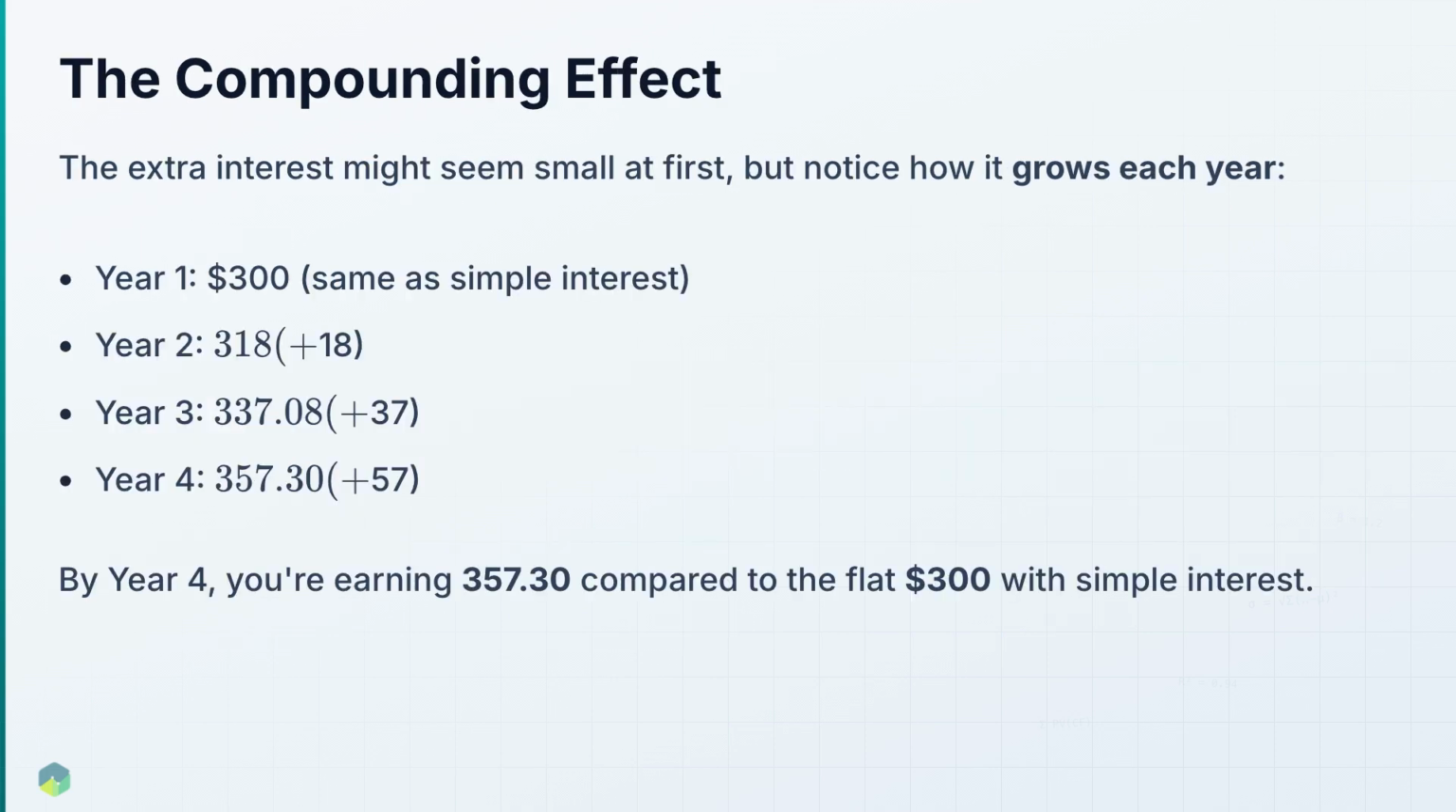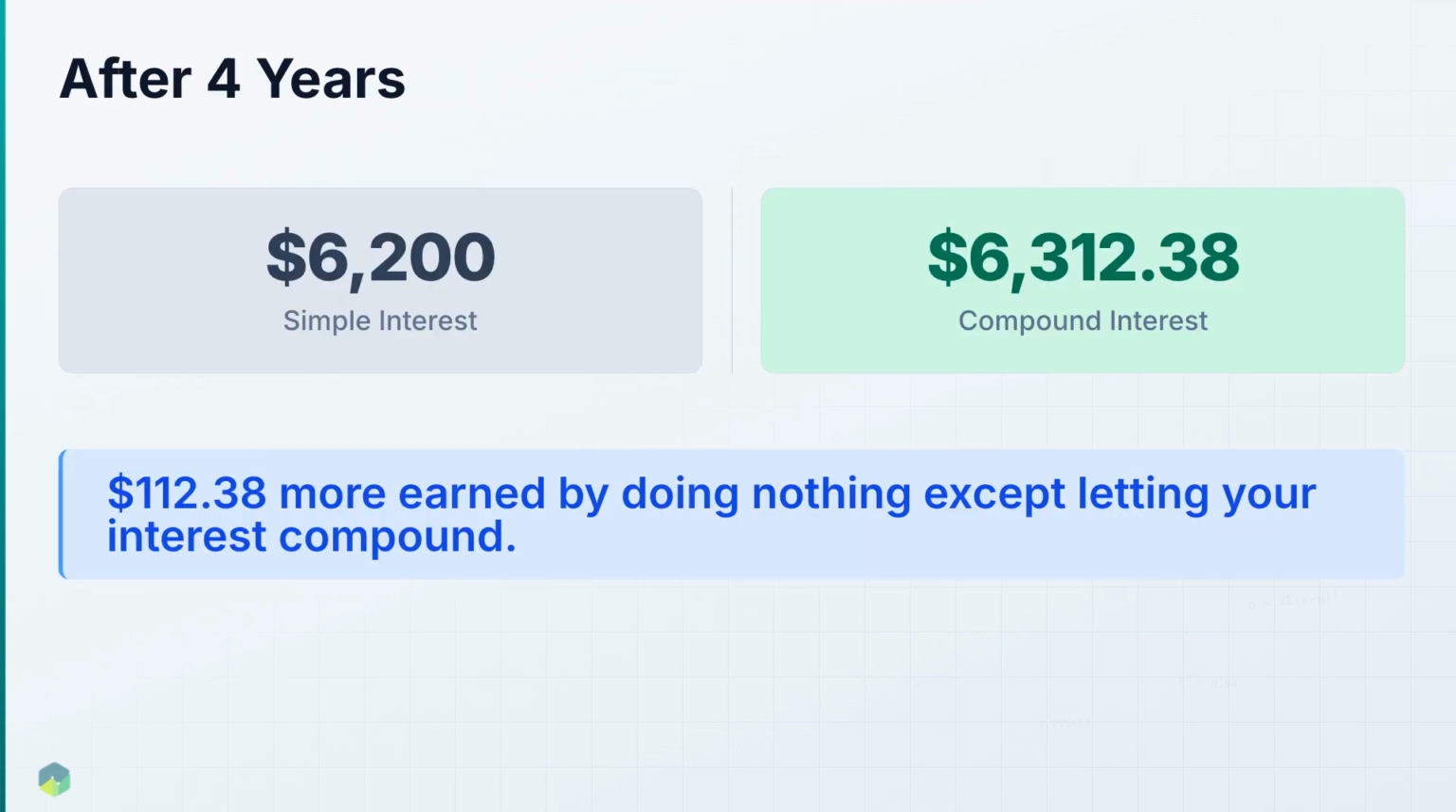That extra $18 might seem small, but notice how the interest earned grows each year. By year 4, you're earning $357.30 in interest compared to the flat $300 with simple interest. The gap keeps widening. After 4 years with compound interest, you have $6,312.38 compared to $6,200 with simple interest.